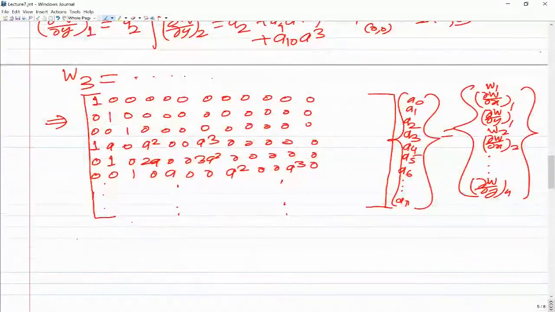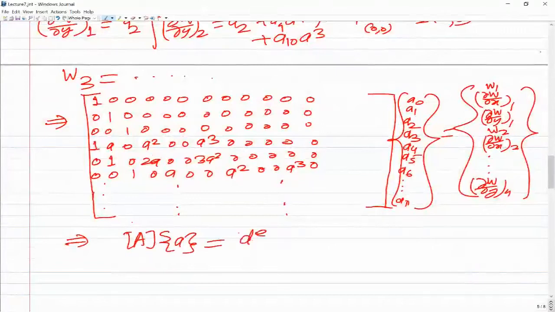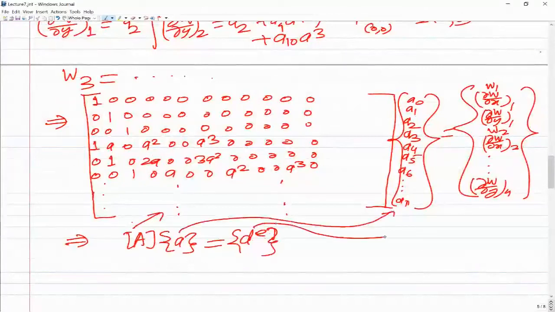So now we can write this, if I denote this as a capital matrix A, and this has the constants small a, and the right hand side is the vector of elemental degrees of freedom. So this matrix is A, this is small a, and this is D.